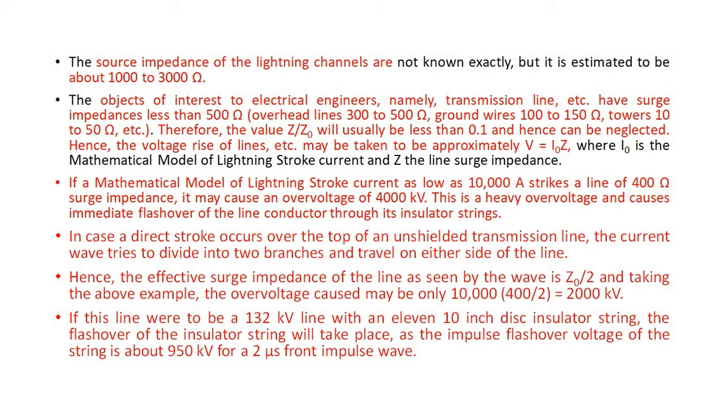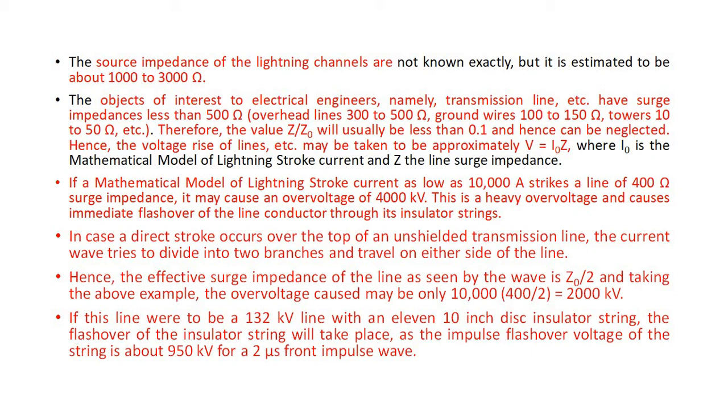The surge wave is divided into two branches and travels on either side of the line. Hence, the effective surge impedance of the line as seen by the wave is Z0 divided by 2, and taking the above example, the overvoltage caused may be 10,000 into 200, which is equal to 2000 kV.